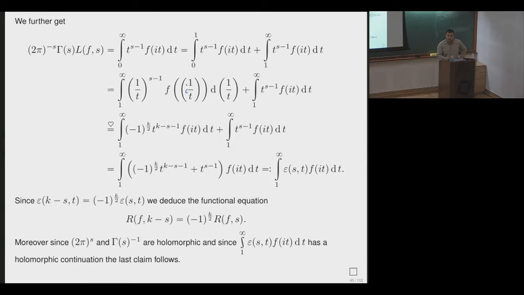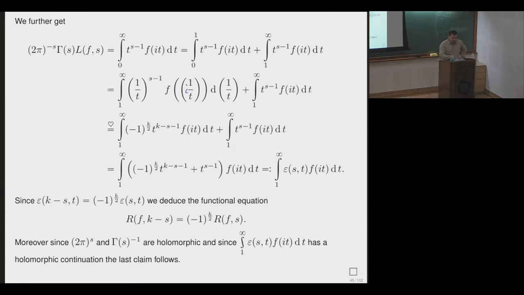So the modular form is holomorphic for this i tau, and this epsilon is, I'm sorry, we ask for holomorphicity in this s. So this term has no problems in holomorphicity of f, and therefore we did get this holomorphic continuation. And furthermore, if we replace s by k minus s, we get this functional equation, and so we get the claim.